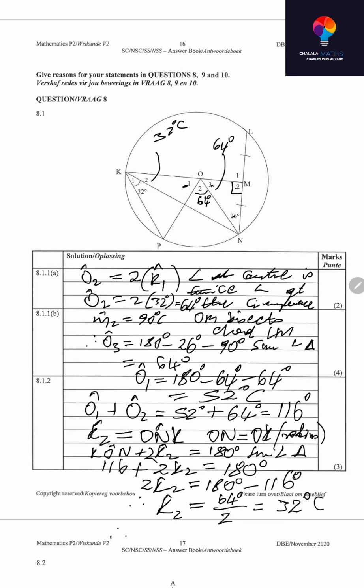Therefore, we have proven that KN bisects angle OKP, because K2 and K1 are both equal to 32 degrees.